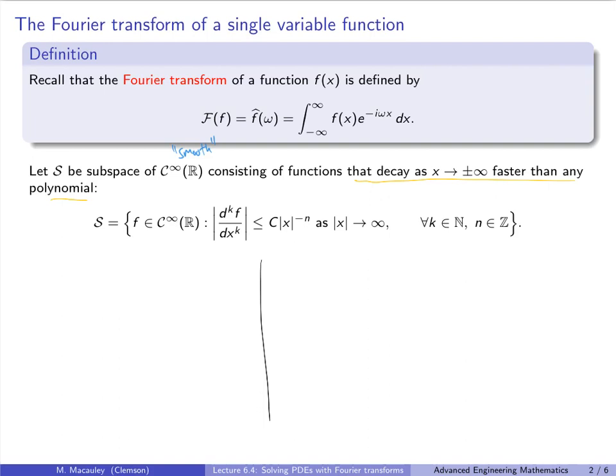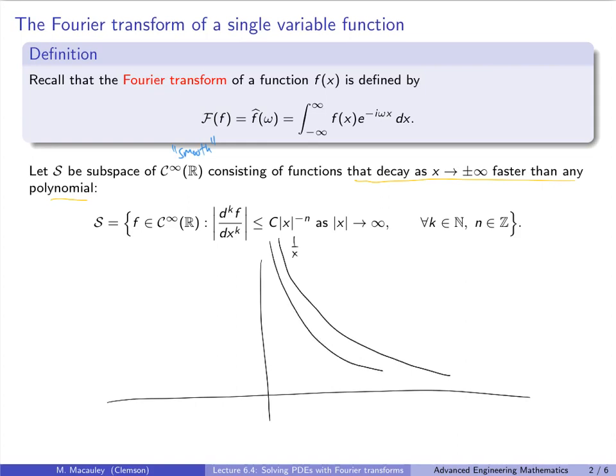Let me draw a quick picture. Let's take the polynomial 1 over x. So 1 over x is going to decay like this. 1 over x squared is going to decay faster. So this is 1 over x squared. Then 1 over x cubed, 1 over x to the fourth. All these are going to decay fast, but what's something that's going to decay faster than this? Well, what about f of x equals e to the minus x? This is something that is going to decay faster than any of these things.